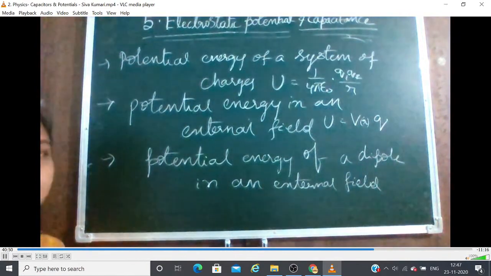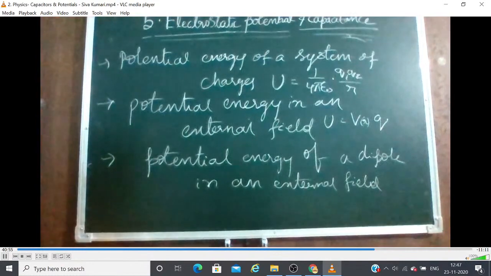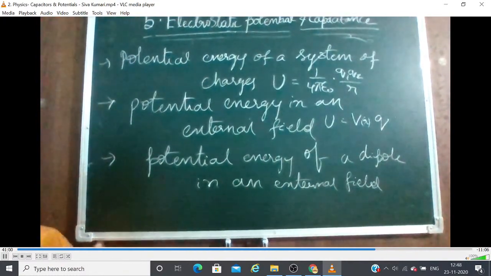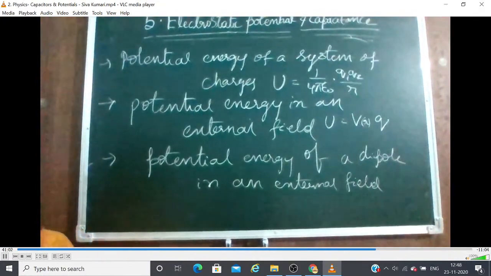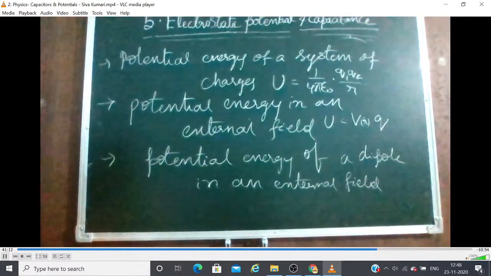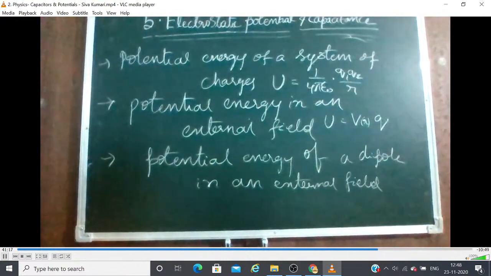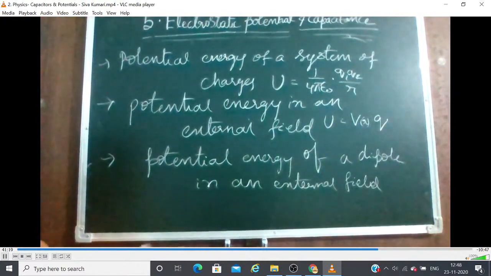A dipole means it is a pair of opposite charges, equal and opposite charges, which are separated by a very small distance. Such a pair of charges is called a dipole. Those charges will have equal charge but opposite signs, and they will be separated by a small distance. That is called a dipole.